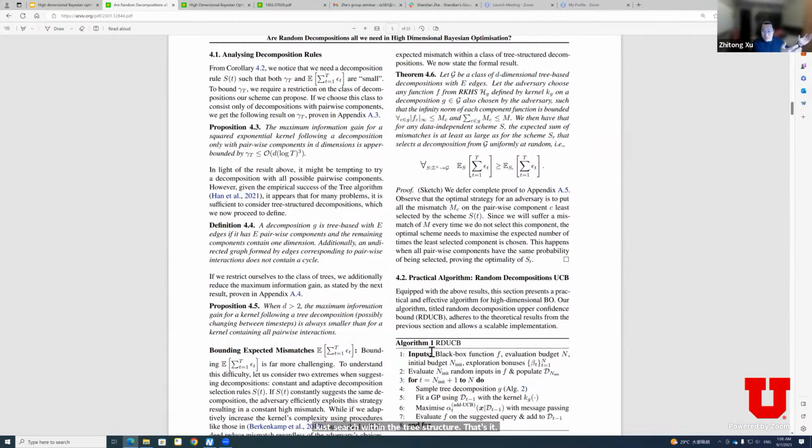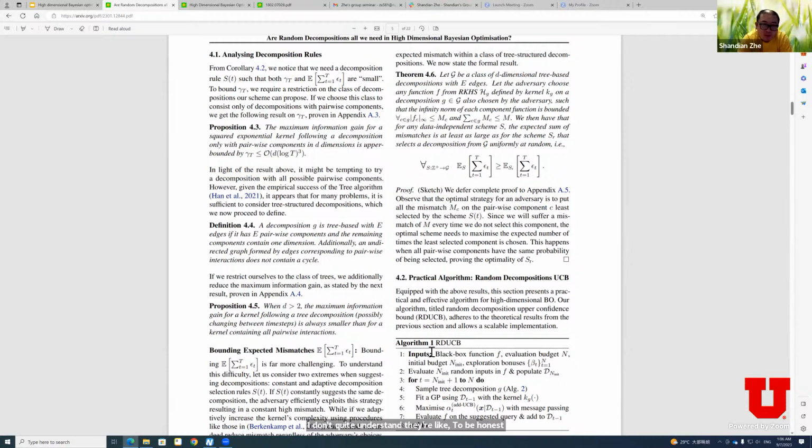So don't consider other kinds of structure, like the fully connected one, just search the tree. I think it is impossible to search in the fully connected structure. So they choose the tree structure. I don't quite understand their theoretical guarantee, to be honest.